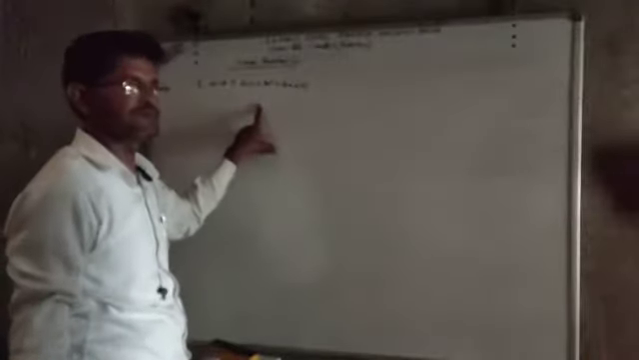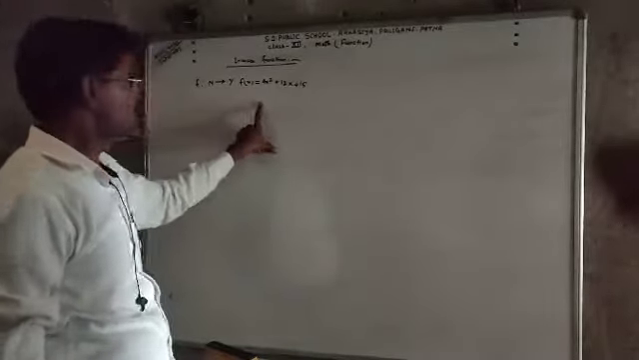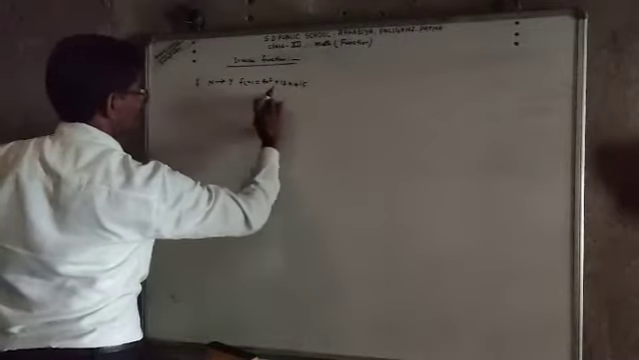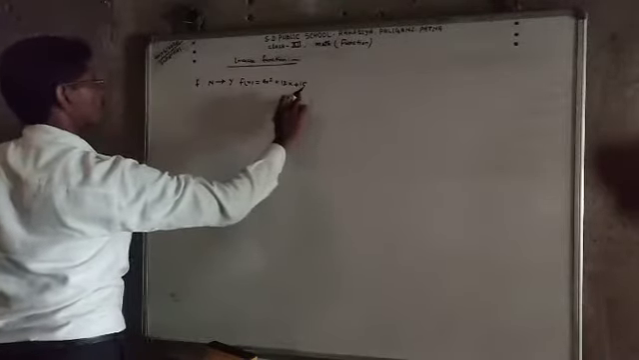Now we have to check the function for one-one and onto. If this function is one-one and onto, then we can say that the function is invertible, and its inverse can exist. First of all, we check the function for one-one.